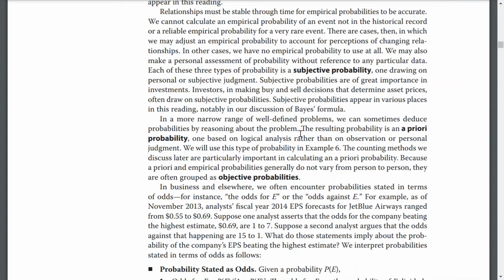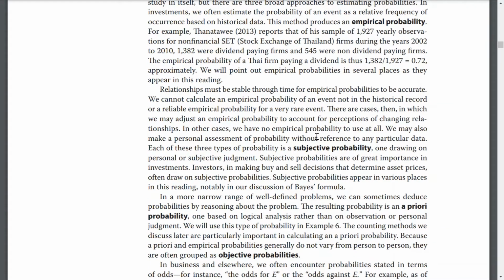Relationships must be stable through time for empirical probabilities to be accurate. We cannot calculate an empirical probability of an event not in the historical record, or a reliable empirical probability for a very rare event. There are cases, then, in which we may adjust an empirical probability to account for perceptions of changing relationships. In other cases, we have no empirical probability to use at all.